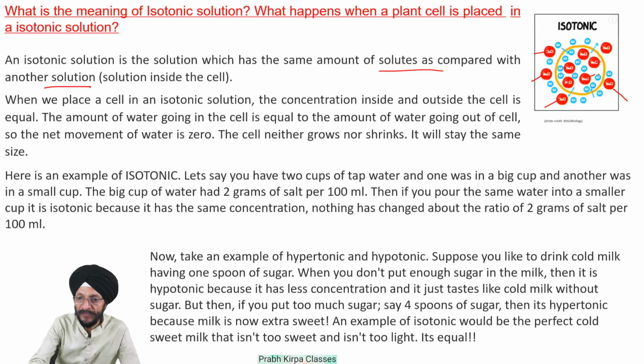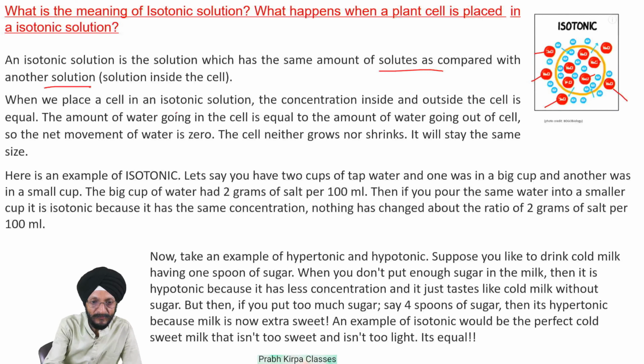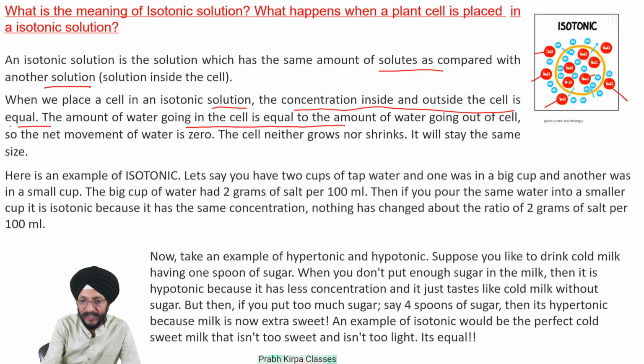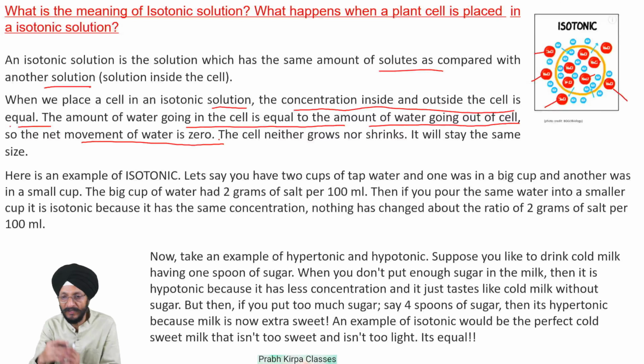So this is isotonic solution outside the cell. If we are placing the cell in an isotonic solution where the concentration inside and outside is equal, the amount of water going inside the cell is equal to the water going out of the cell. So the net movement of water is 0. You can see here, this is water going inside.